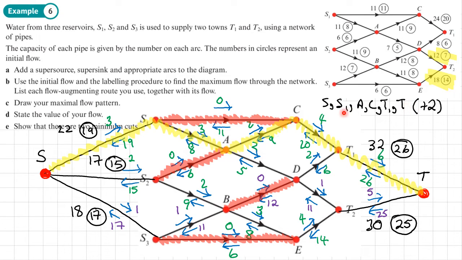Again, I've just rubbed out the previous one for space, but always keep all of your working in the exam and when you're doing any questions as practice questions. So since I'm going to augment or increase this route by 2, that means that the forward arrow is going to drop by 2 and the reverse arrow is going to increase by 2. So 3 and 19 is going to become 1 and 21. Let's do that in purple as we've done the others in purple.